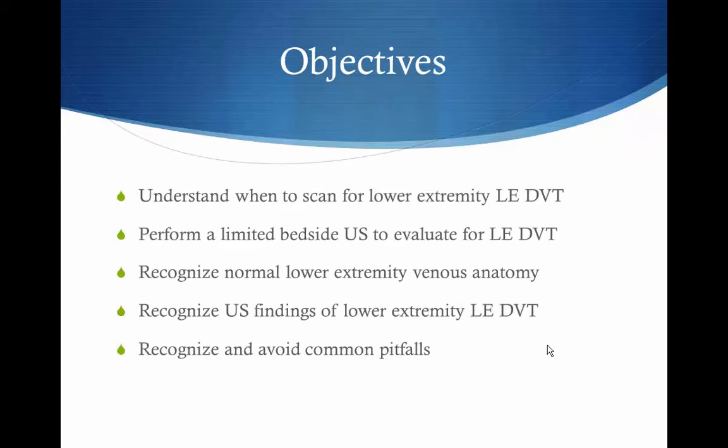Here are some objectives. I want you all, when you're done with this, to know when you should do an ultrasound for lower extremity DVT, how to do it, how to recognize the normal anatomy, what the findings of DVT are, and then how to look for and avoid some of the most common pitfalls. See, I told you I'd be fast.